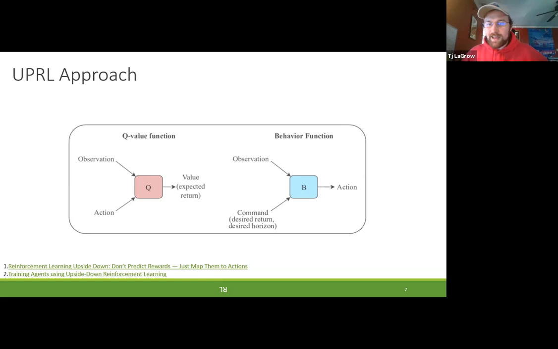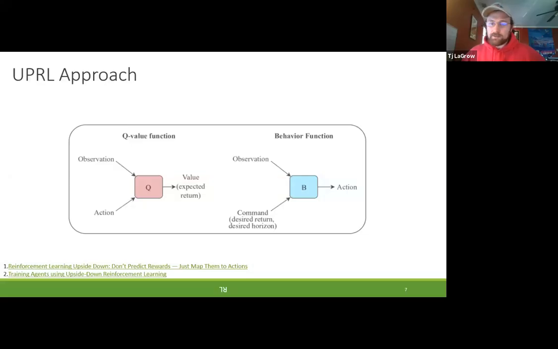And so instead, upside down reinforcement learning has a function approximator that maps the state action pair to values such as the expected return, which is called the behavior function, or B in this case, that maps the state and command to the action.